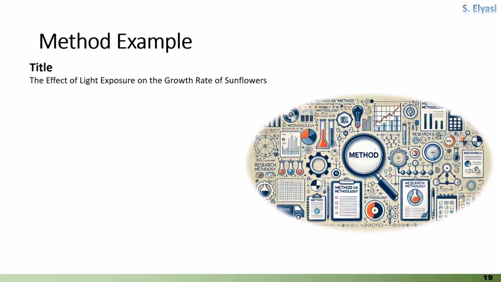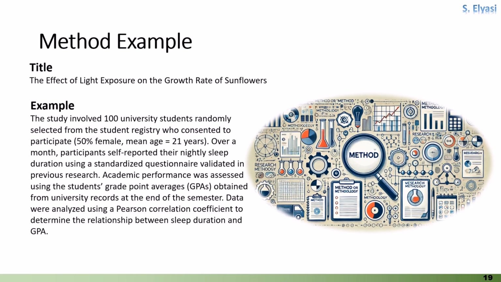For a study titled "The Effect of Sleep on Academic Performance," the methods section might look like this. The study involved 100 university students randomly selected from the student registry who consented to participate, 50% female, mean age 21 years. Over a month, participants self-reported their nightly sleep duration using a standardized questionnaire validated in previous research. Academic performance was assessed using the students' grade point averages, GPAs, obtained from university records at the end of the semester. Data were analyzed using a Pearson correlation coefficient to determine the relationship between sleep duration and GPA. This example includes detailed information on the participant selection, data collection tools, and analysis method, making it clear and replicable.